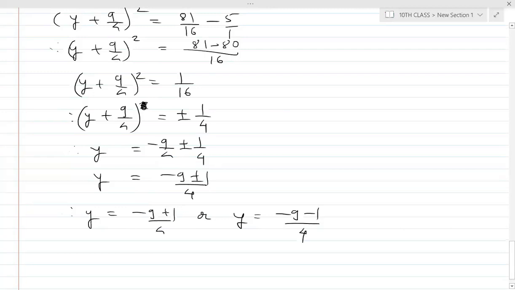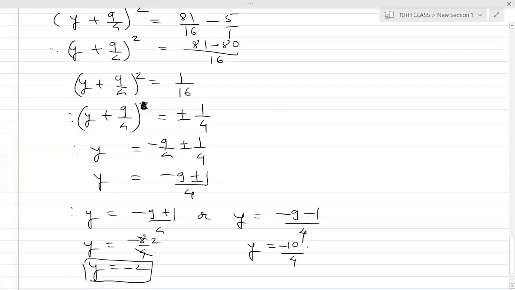One value with plus and one value with minus. Let's solve this. It becomes minus 8 upon 4, that is minus 2. So y equals minus 2 is one root of the equation. And here y equals minus 10 upon 4, that is, 2 5s are 10, 2 2s are 4, so y equals minus 5 by 2. This is the other root of the given quadratic equation using the completing square method.